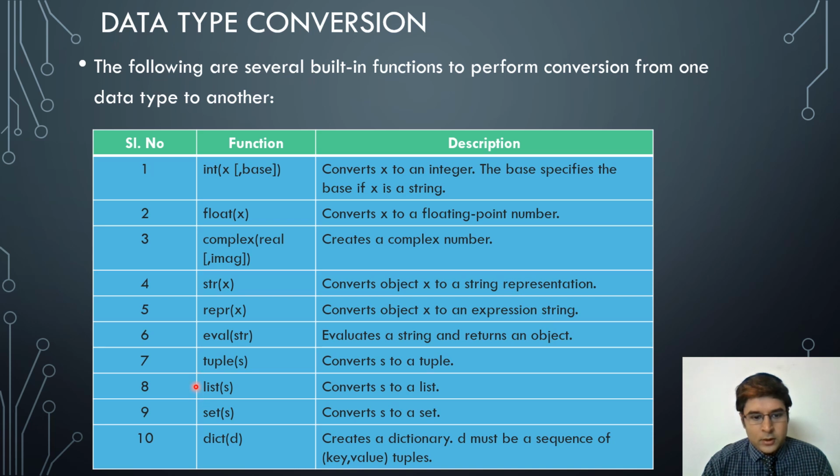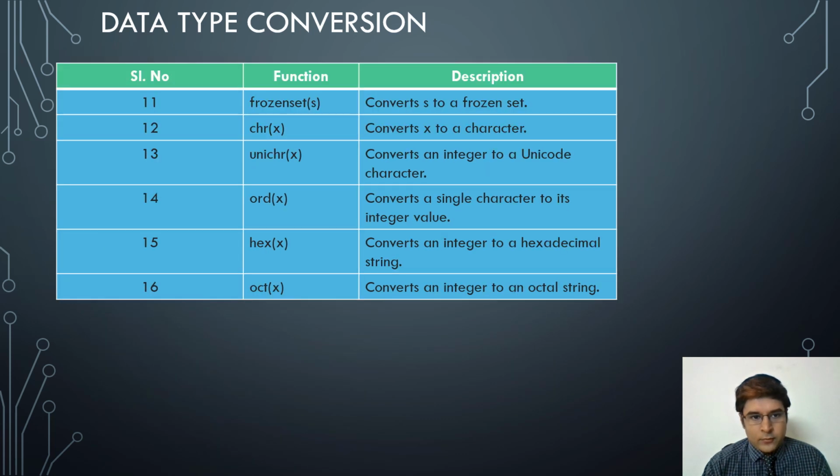It will convert to the respective data types from that parameter, where s can be a string as well. So if s is a string, it will convert to a list and so on. This is continued from the previous slide. We have the function frozenset that converts the set s to a frozen set. That means frozen sets are immutable and sets are mutable. So it converts a set to a frozen set, and many more others.